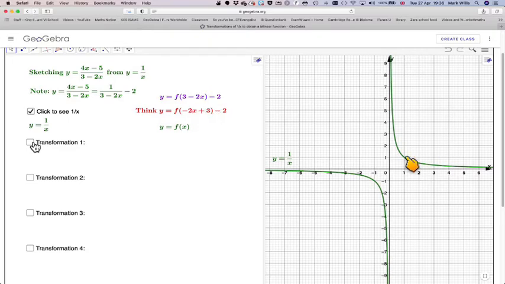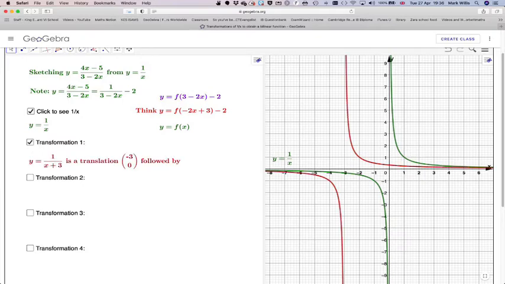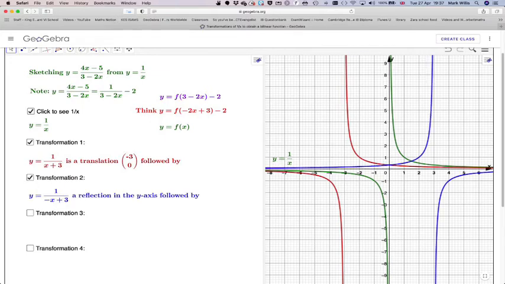So this graph is going to be translated 3 units to the right to get this graph here. Okay, and then we're going to do another transformation to that graph. The next thing we're going to do is deal with the minus sign. So the minus sign means that I will reflect the red graph into the blue graph here.